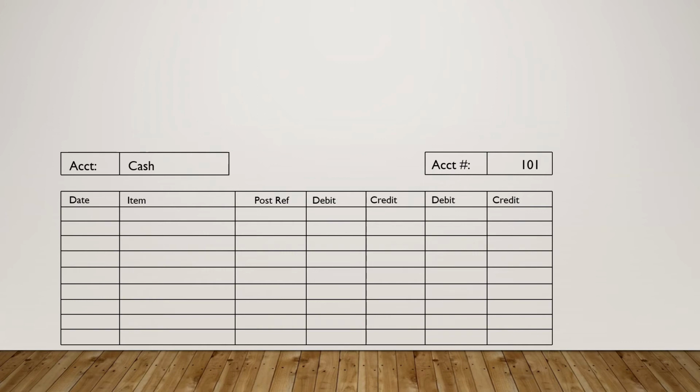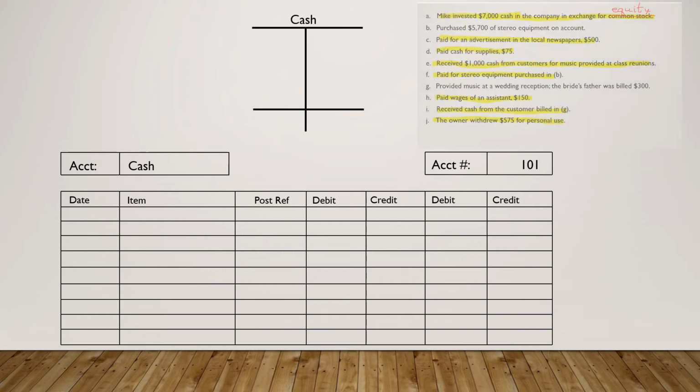Let's see how the items posted to the cash T account would be reflected in an actual ledger. Transaction A. The $7,000 debit to cash would go in the debit column of the cash T account, providing a $7,000 debit balance. In the ledger, we'd put the date of the transaction in the date column. Since this example doesn't give us actual dates, I'll simply put the transaction's letter here. In the item column, you could put a general description of the transaction.